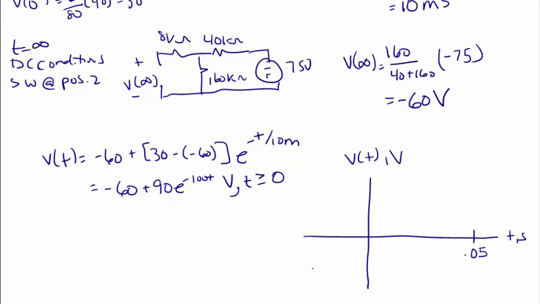So the initial voltage across the capacitor is 30. Then when the switching occurs at time 0, the capacitor starts to discharge, and it's discharging to a final value of negative 60. And it's going to take about 5 time constants to get there. So when it gets to 50 milliseconds, it will be within 95% or within 5% of negative 60 volts.